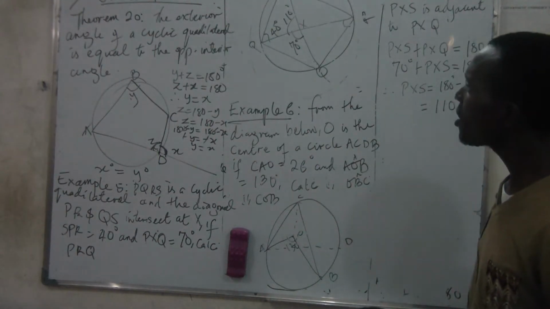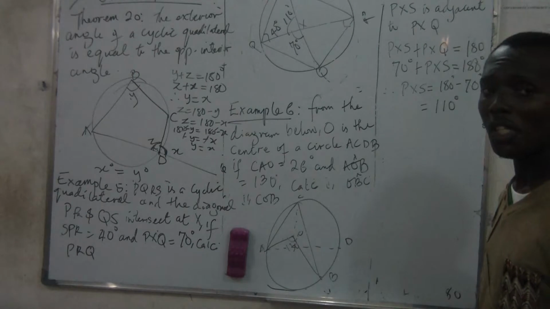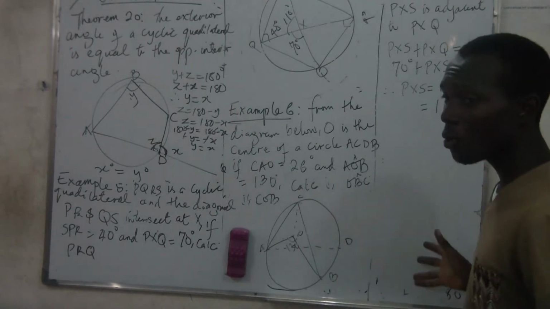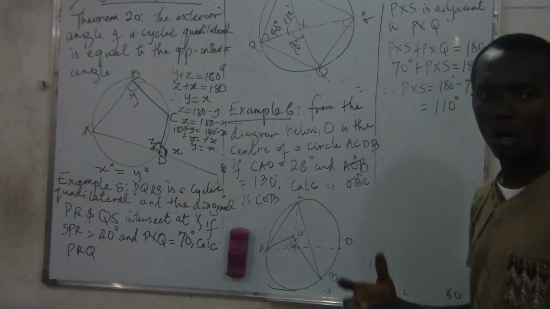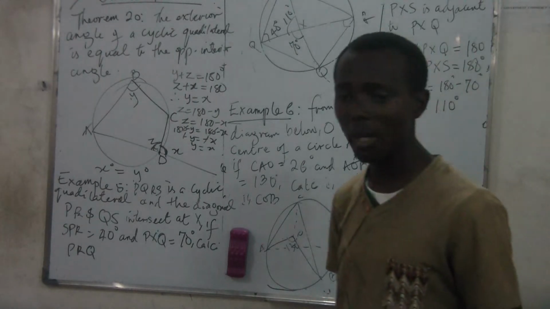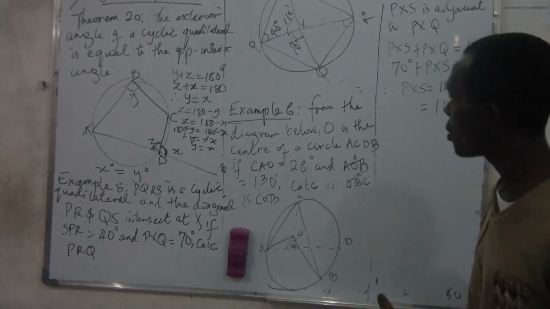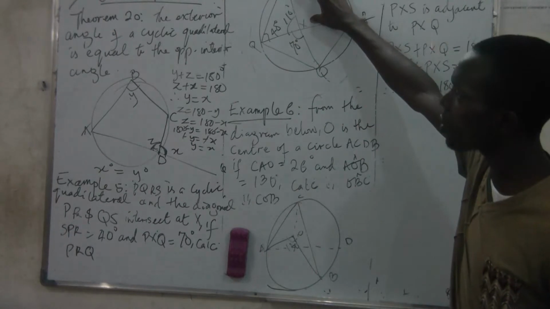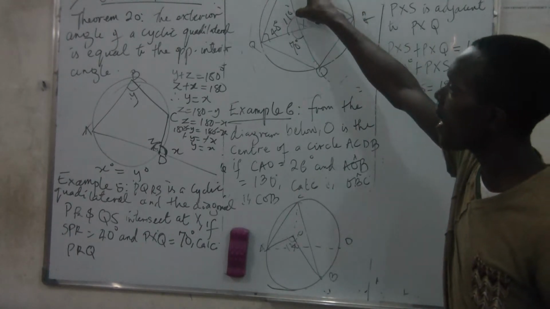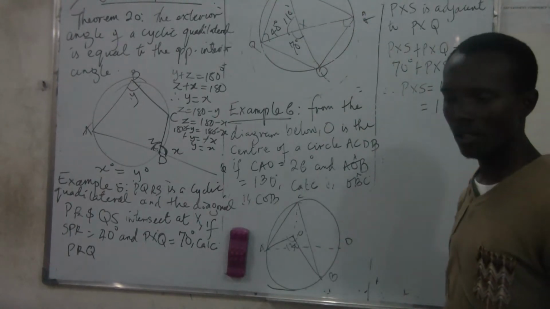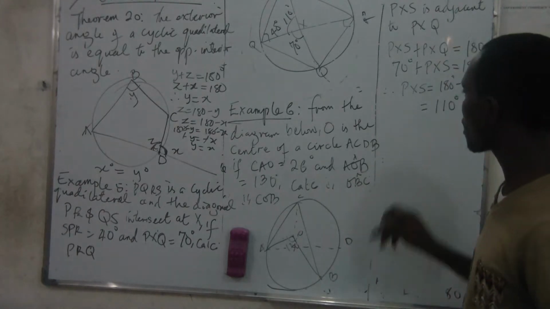Alright? Now if this angle is 110 degrees, we know that the sum of angles in a triangle is what? What's the sum of angles in a triangle? You can remind me. 180 degrees. And here we have a small triangle. What's the triangle here? Triangle SPX.